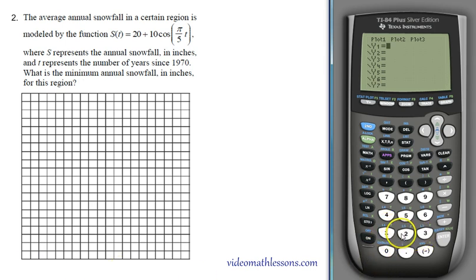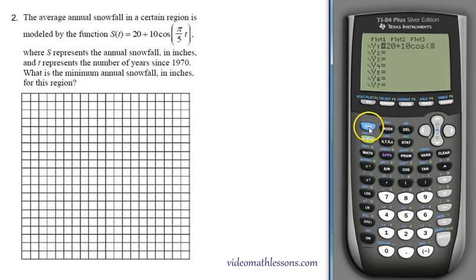So let's type it in. 20 plus 10 cosine. Now this is where it's going to get complicated. So I'm just going to type it in, pi over 5 times t. Now we don't have t, so we're going to use x.